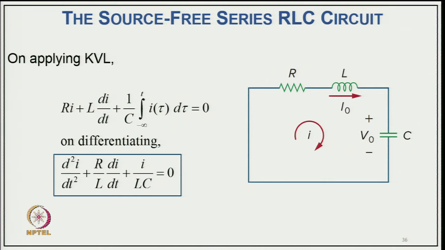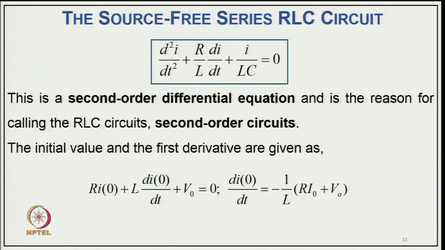So, that is a second order differential equation, and that is the reason we call this circuit itself second order. This equation is d²i/dt² plus (R/L) di/dt plus i/(LC) equal to 0. This is a second order differential equation, and it is the reason for calling RLC circuits second order circuits. The initial value and first derivative are given here: Ri(0) plus L di(0)/dt plus V0 equal to 0, and di(0)/dt equal to minus (1/L)(R i(0) plus V0).